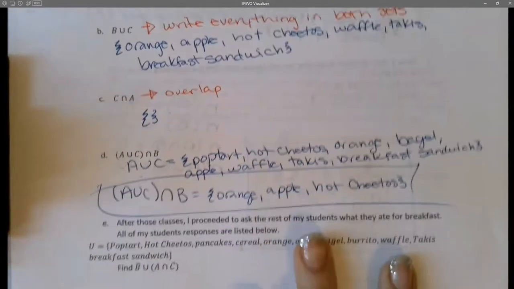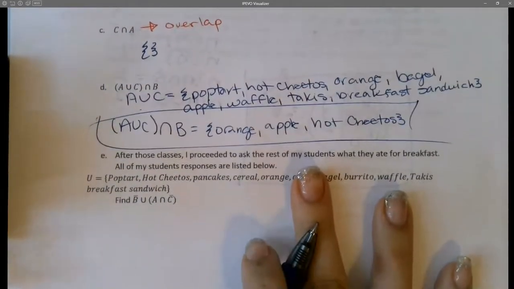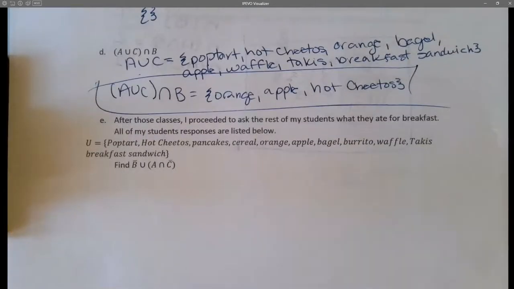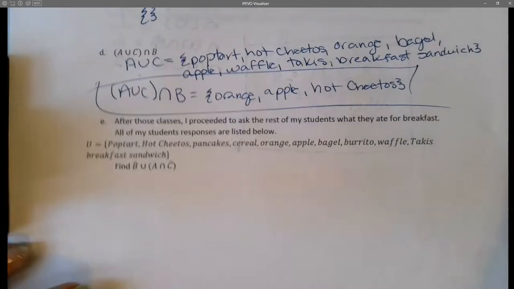Okay. Part E is saying after my first 3 classes, I asked the rest of my students what they ate for breakfast. So everything all of my students ate were Pop-Tarts, Hot Cheetos, pancakes, cereal, orange, apple, bagel, burrito, waffle, Takis, and breakfast sandwich. Okay, so then it wants me to find the complement of B unioned with the intersection of A and complement of C. So I want to work from inside the parentheses to outside.